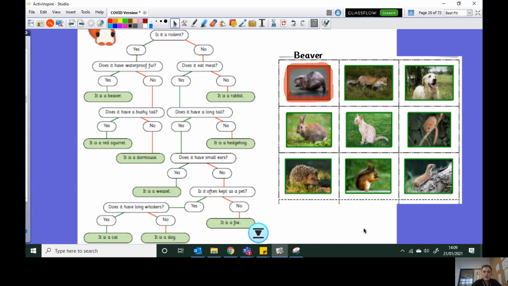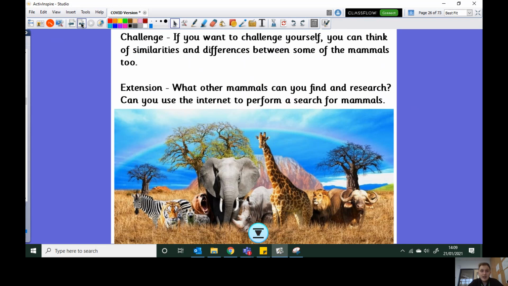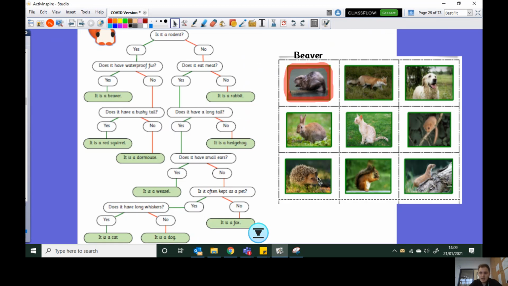Excellent work, well done for working your way through that flowchart. That was a nice practical activity, no writing, which is fantastic for Friday afternoon. Once you've done that, if you'd like to challenge yourself, you can think of some similarities and differences between some of the mammals that you have just looked at. So some of these mammals here.